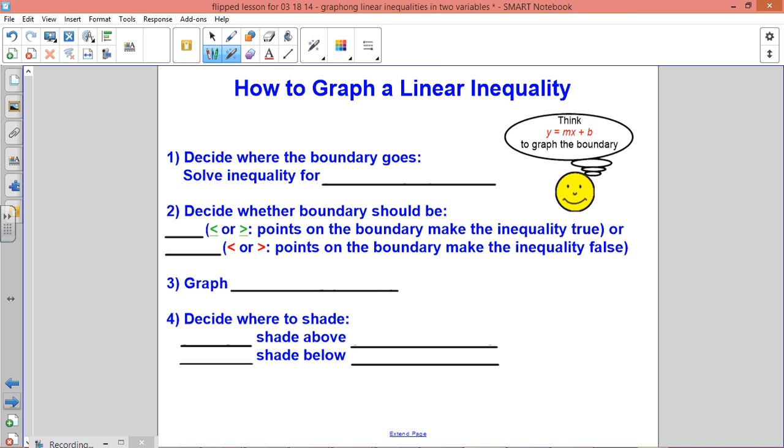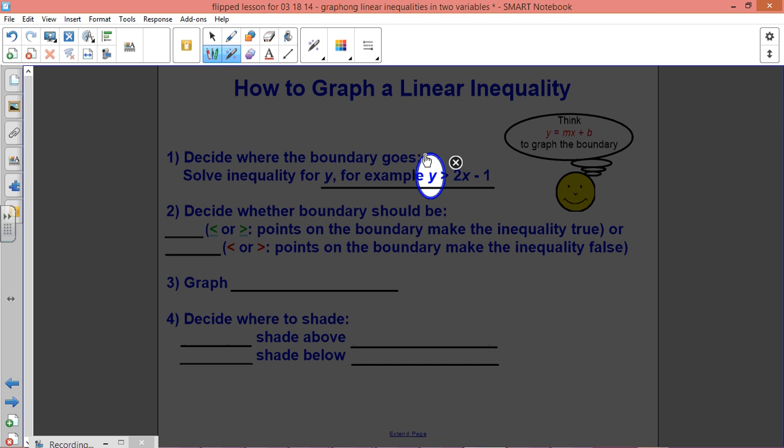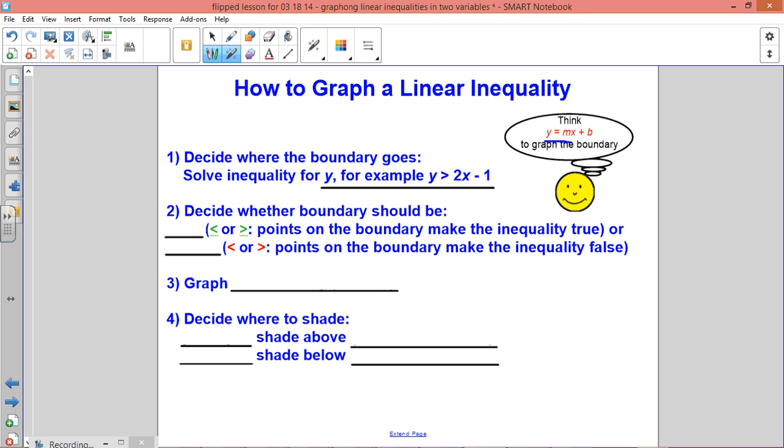Okay, now let's go through a systematic way of doing this. First step on graphing a linear inequality: I am going to decide where the boundary goes. The boundary is the line that I'm going to draw. So I need to solve my inequality for y. For example, I would try to get something like y is greater than 2x plus or minus 1. What I want is y by itself, so I can graph just like y equals mx plus b. What I'm always going to be thinking to myself is y equals mx plus b. Let me try to get it in a form that looks like that, even though I'm not using equality signs anymore. Now I'm using inequalities.